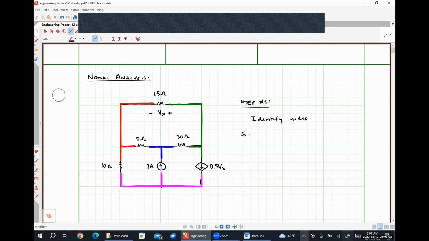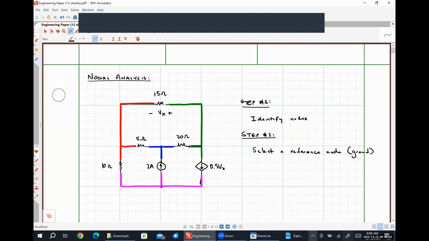Step number two, we will need to select a reference node, and this is commonly called ground. So really what we're doing is we are saying one node, and we get to pick whichever one it is, has a voltage of 0 volts, and then we're going to measure everything else with respect to that reference of 0 volts.